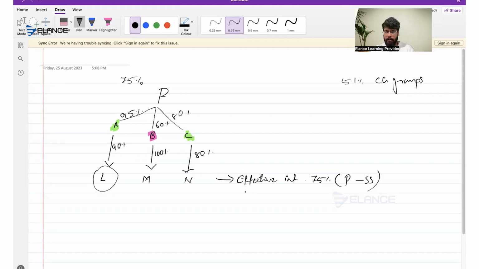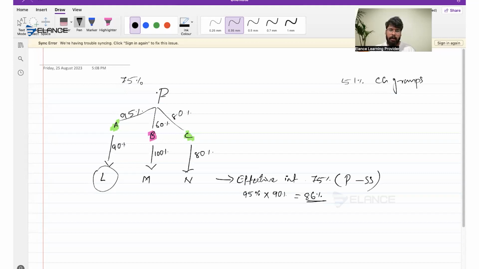Parent has 95% shareholding in A Limited. Take that 95% into A Limited's direct interest in L Limited, which is 90%. So just multiply 95% into 90%. What is the percentage you are getting? It will be 85.5, so we can round it off to 86%. Okay, so this is called effective interest.